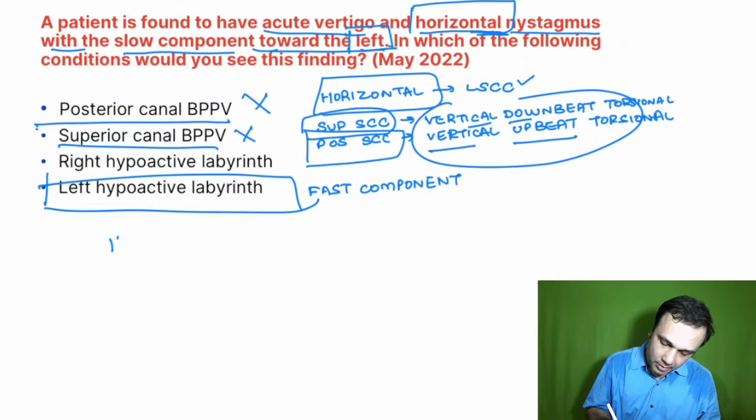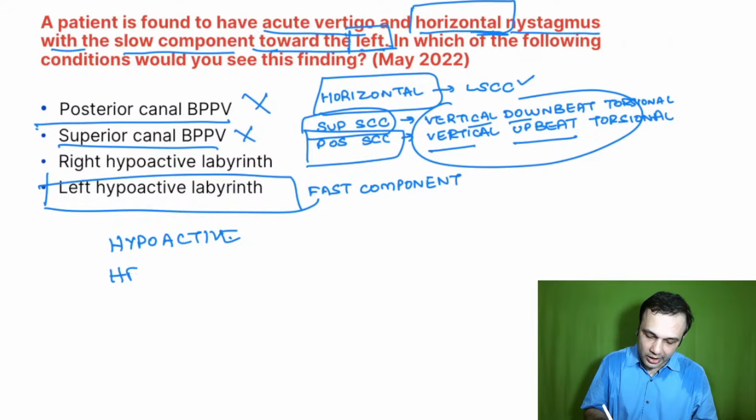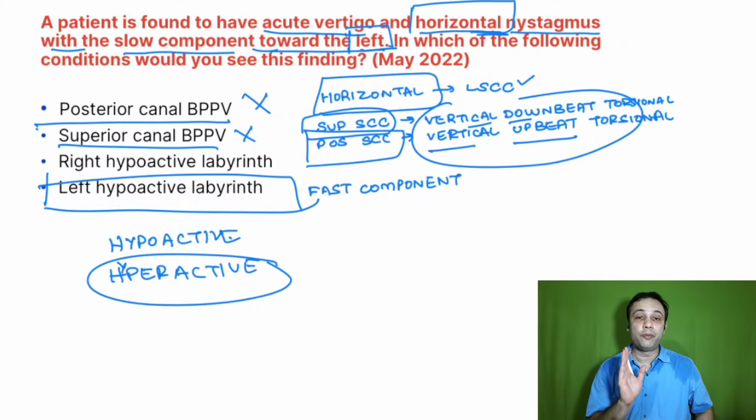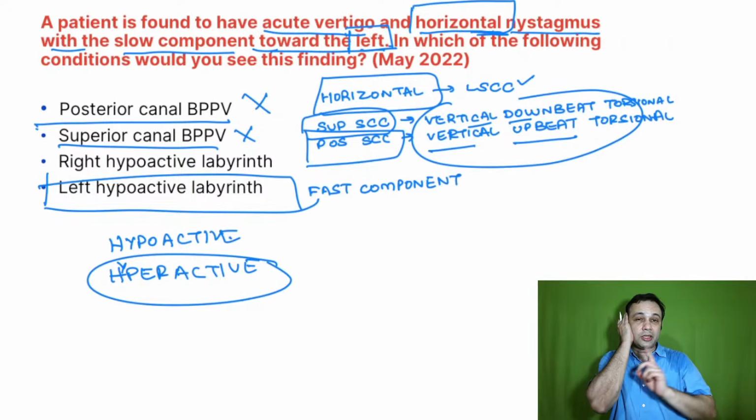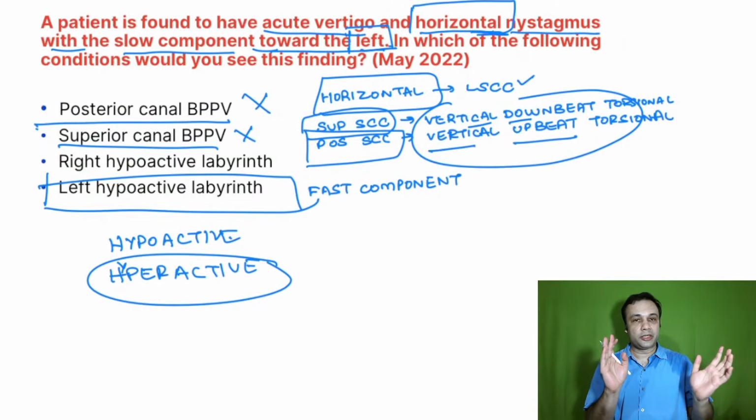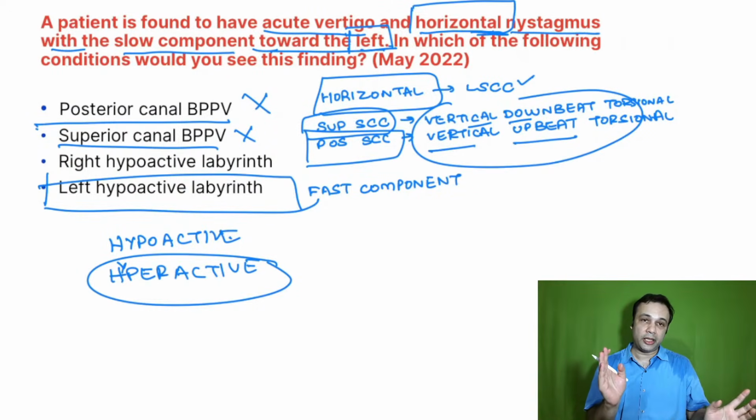Okay, I mentioned hypoactive. What about hyperactive? So if you have a hyperactive labyrinth, like the irritative phase of Meniere's disease, it will always produce a fast component to the side of the lesion. Imagine the patient has a right Meniere's disease, the fast component will be towards the irritative side, right? So remember, irritative lesions same side, hypoactive lesions opposite side, or paretic lesions opposite side.